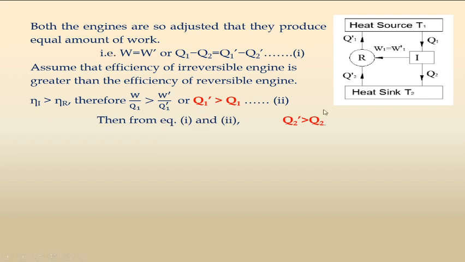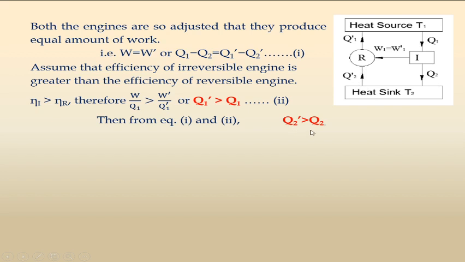And if you compare equation number 1 and 2, we get the conclusion that Q2 dash is also found to be greater than Q2. It means the amount of heat rejected by the irreversible engine, Q2, is less than the amount of heat drawn by the reversible engine from the sink. Q2 dash is greater than Q2. So that's what we get.